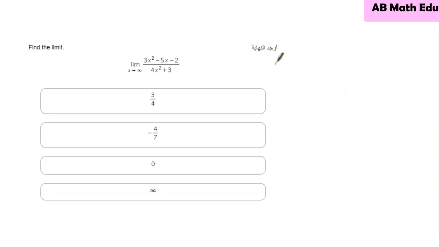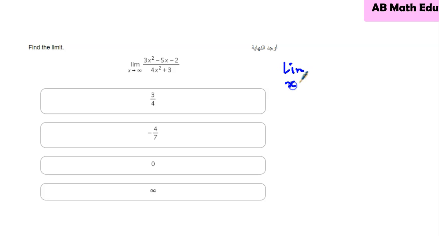Let's look at another one. So the same is approaching the infinity. When it's approaching the infinity, just look at the highest exponent in the numerator and the highest exponent in the denominator. Plug your infinity in, simplify, and that will give you the answer.